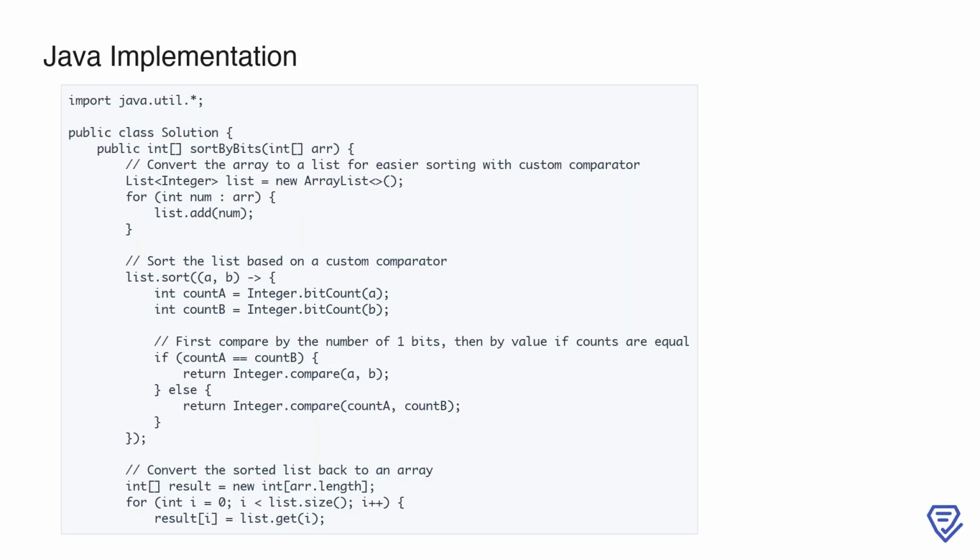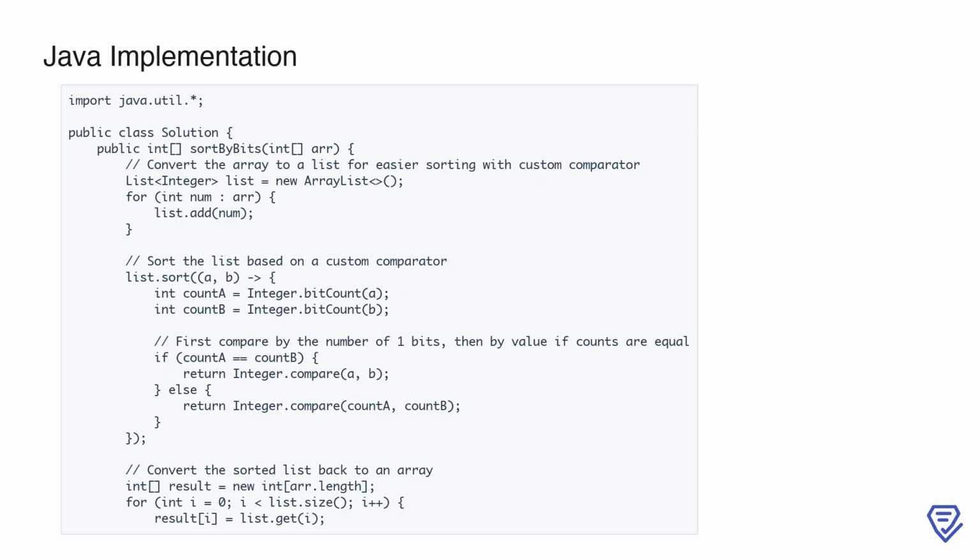Here, we begin by importing the necessary Java utilities. The main function, sortByBits, takes an integer array as input. To facilitate sorting with a custom comparator, we first convert the input array into a list. This is achieved using a for-each loop that iterates through the array and adds each element to the list. Next, we define a custom sorting logic for the list. This is done using the sort method, where we provide a lambda expression as the comparator.